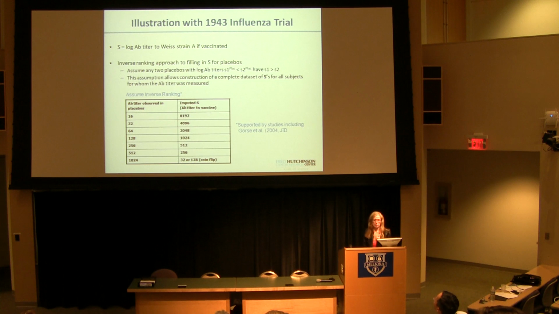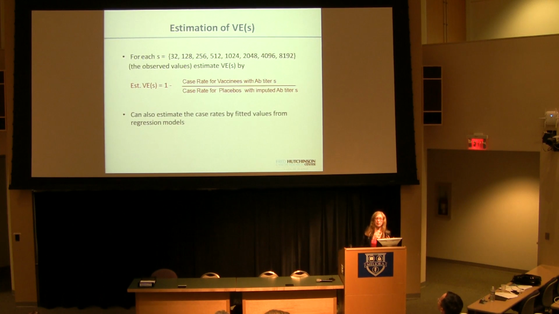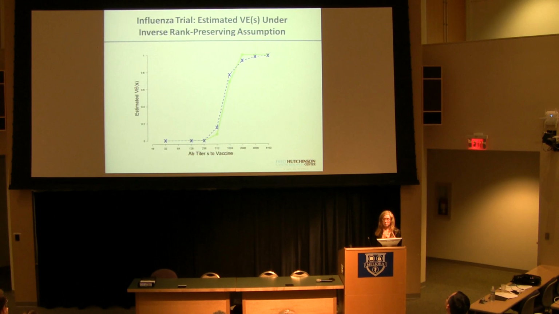information from that flu trial that I presented and made the assumption, and there have been some talks at this meeting that the assumption isn't totally crazy, that the antibody observed in the placebo group was inversely related to the response to the vaccine, and they imputed the vaccine response. So here you see the antibody observed in the placebos and the imputed antibody that they would have had to the vaccine, and then they did the computation based on that. They estimated the vaccine efficacy based on S as 1 minus the case rate for vaccinees with antibody titer S compared to the case rate for placebos who had the imputed antibody titer S. And they got a nice response.